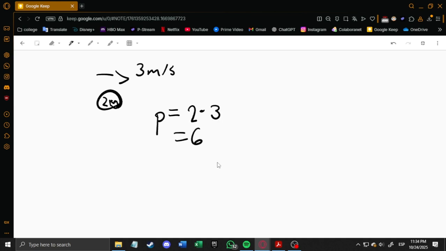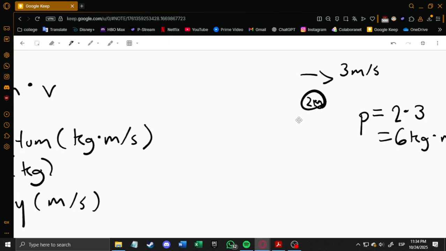Actually, let's say this ball, which has a mass of 2 kilograms, rolls in this direction at 3 meters per second. What would the momentum be? So the formula tells us that the momentum would be the mass times the velocity, or it would be 6 kilograms times meters per second. Sorry, meters per second. So that would be the momentum.